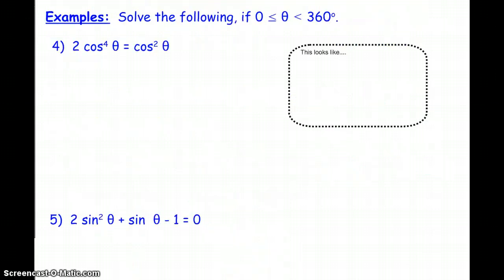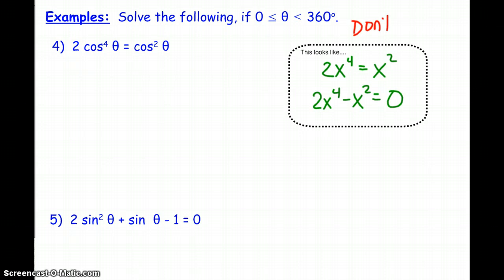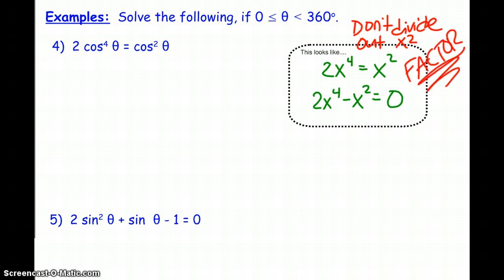Okay, so now we're on to this one, and once again, I'm still in degrees. I have 2 cosine to the 4th equals cosine squared. Once again, come over to my algebra box here. This is similar to saying 2x to the 4th equals x squared. If I wanted to solve for all of the solutions of x that will satisfy this equation, you need to start by subtracting your x squared to the left. And I'm going to make a big red note. Don't divide that x squared out. We're not dividing it out because you will then lose solutions.